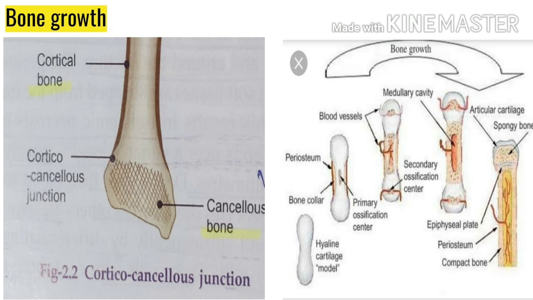Bone growth. Look at the picture here. Here is a picture of bone growth, and here is a picture of the cortico-cancellous junction. I already told you about the cortico-cancellous junction. The shaft is made up of cortical bone and the epiphysis is made up of cancellous bone, and the junction, look here, is the cortico-cancellous junction. It is always prone to fracture.